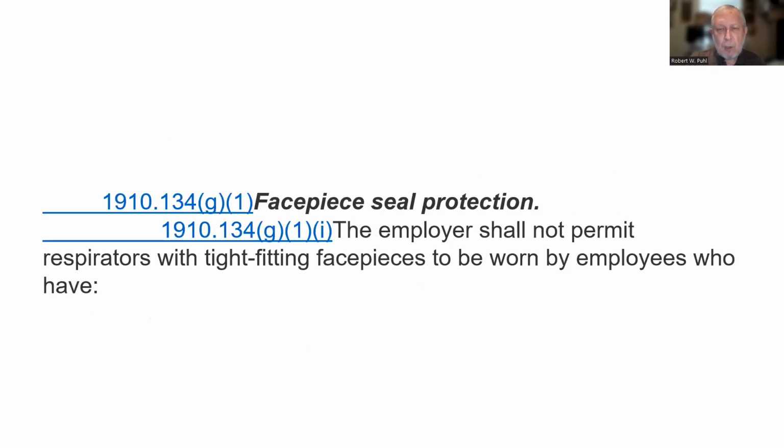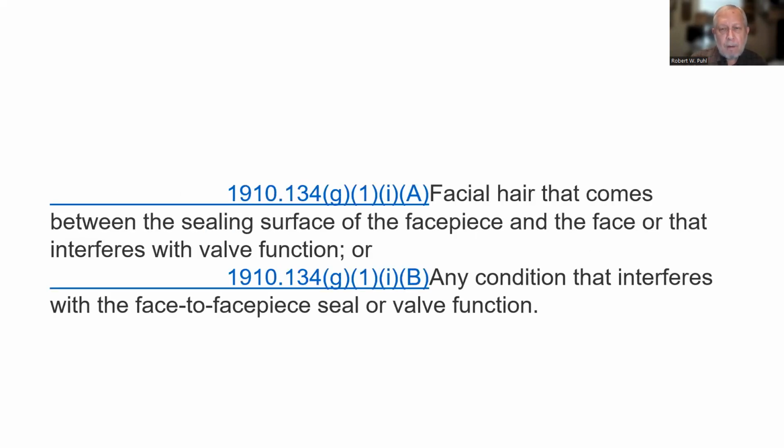Face piece seal protection. The employer shall not permit respirators with tight-fitting face pieces to be worn by employees who have, okay, this is important, this is going to come up. The employer shall not permit respirators with tight-fitting face pieces, which are probably the most common ones, to be worn by employees who have facial hair that comes between the sealing surface of the face piece and the face, or that interferes with valve function, or any condition that interferes with the face-to-face piece seal or valve function. Now, the face piece fits around like this. A lot of times they'll let you have a goatee and a mustache if it doesn't interfere with the seal. A lot of people just won't let you have any facial hair at all.